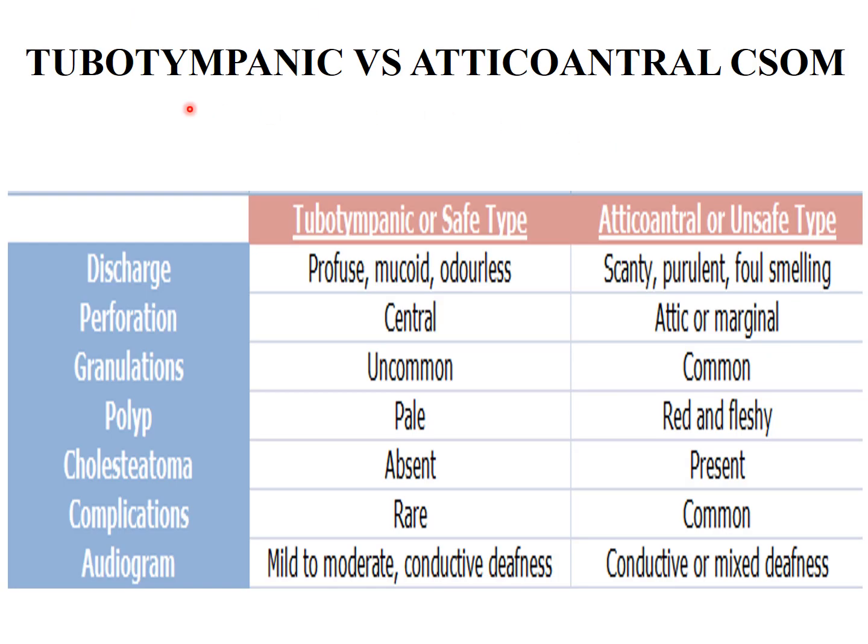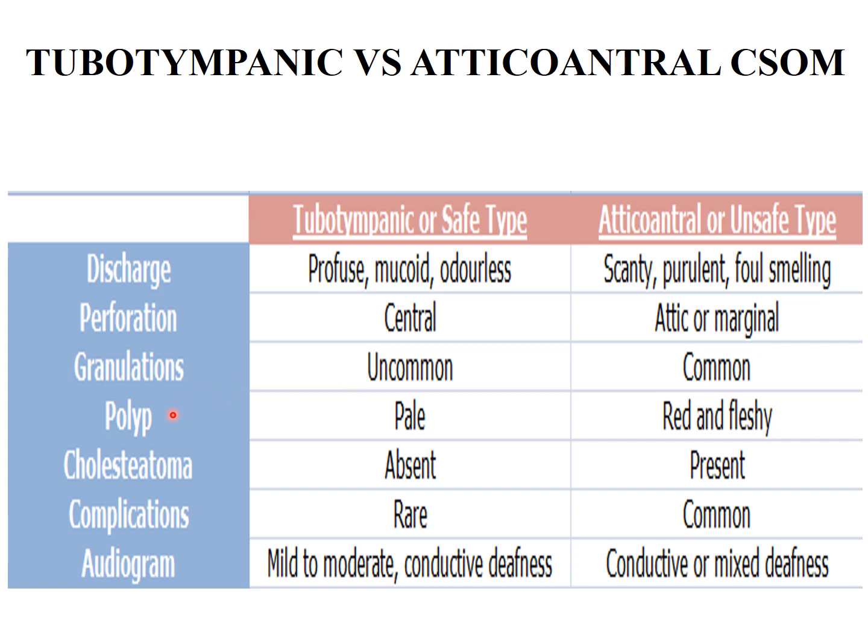So now we will see the difference between the tubulotympanic and atticoantral type of chronic suppurative otitis media. The discharge in tubulotympanic will be profuse, mucoid, and odorless, while in atticoantral it will be scanty, purulent, foul smelling. Perforation will be central in tubulotympanic, and it will be attic or marginal in unsafe type. Granulations are very uncommon in tubulotympanic but commonly seen in atticoantral.